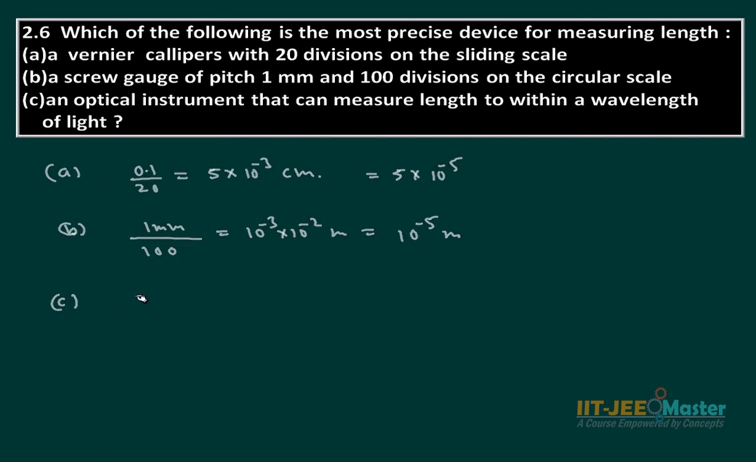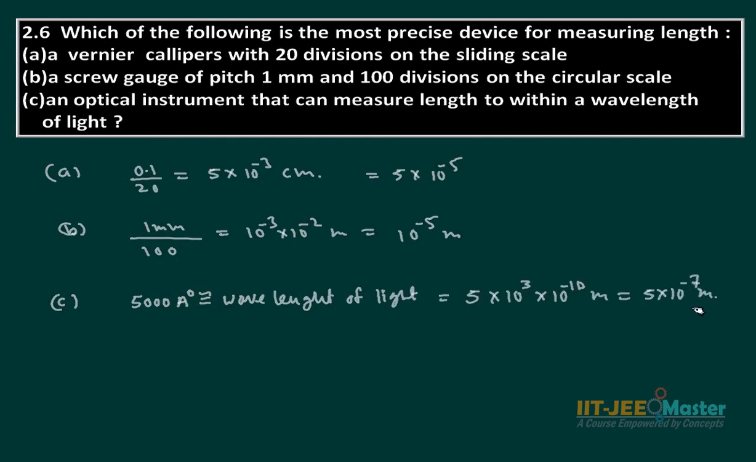Common wavelength of light is about 5000 angstrom. That is equal to a wavelength of light. And it is equal to 5 into 10 to the power 3 into 10 to the power minus 10 meter. That is 5 into 10 to the power minus 7 meter. Simply, this is our answer, which is most precise. Let us see next problem.